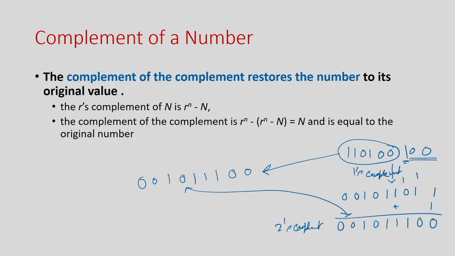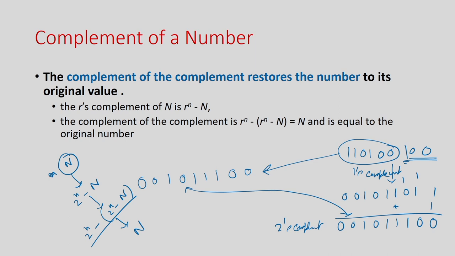So, this is about 2's complement. If you just do a complement of a number, suppose you have the number n, you do a 2's complement, it is 2 to the power n minus n, and then again you do 2's complement. So, it is 2 to the power n minus (2 to the power n minus n), right. So, it is basically n. So, you will get back the original number. Effectively, the complement of a complement is the same number we will obtain.